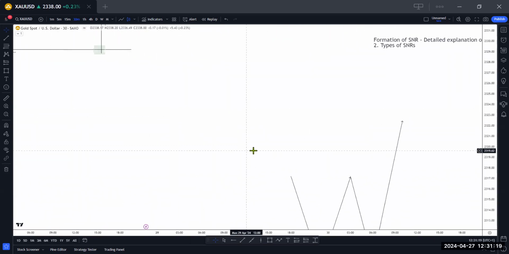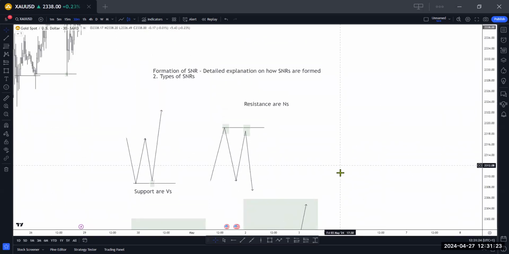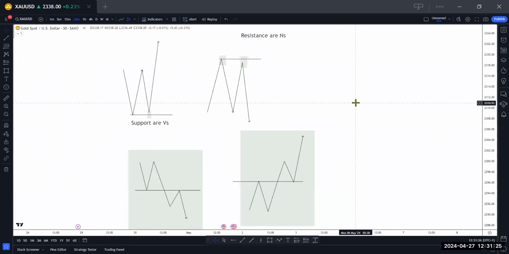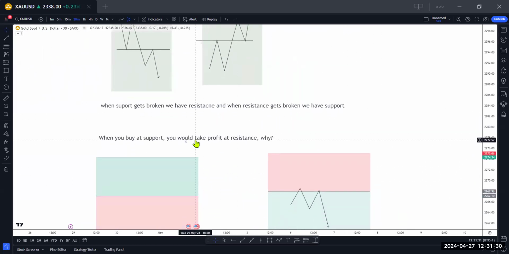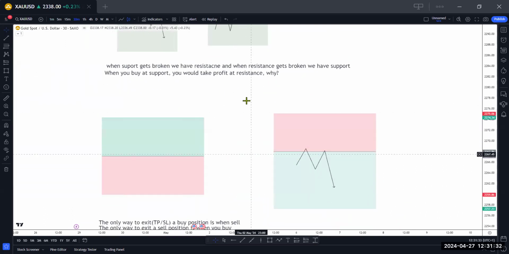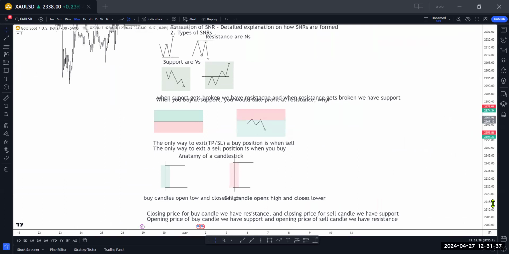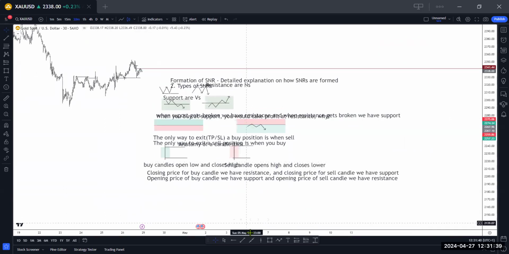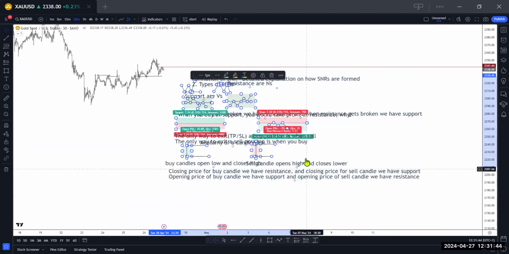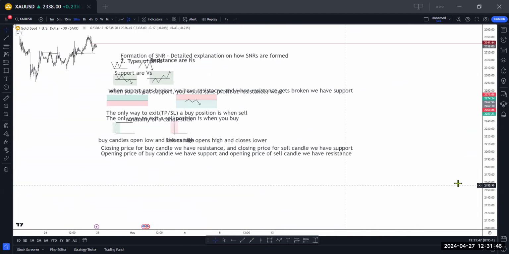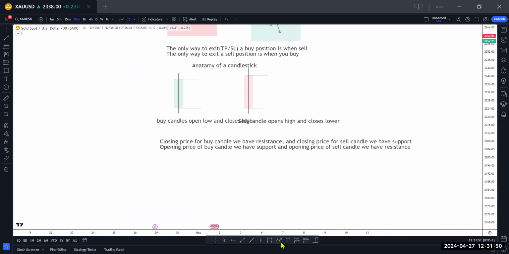So we now need to talk about SNR levels. We spoke about how SNRs are formed, and about the fact that support can become resistance and resistance can become support. So it is a very good thing to talk about right now. Let me see if I can shrink this. All right, so SNR levels.